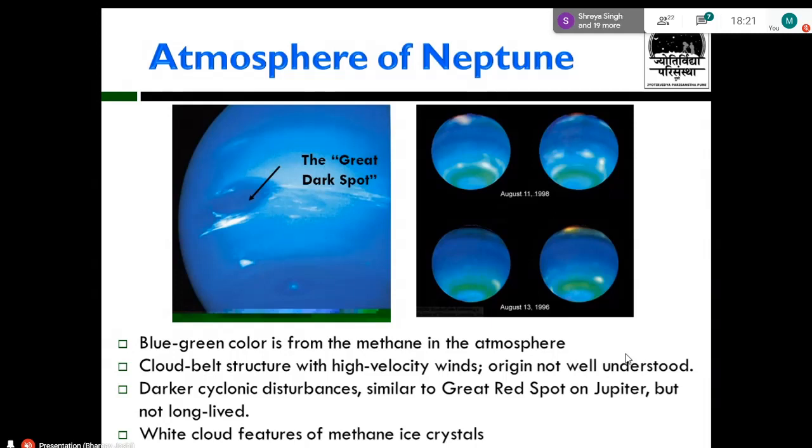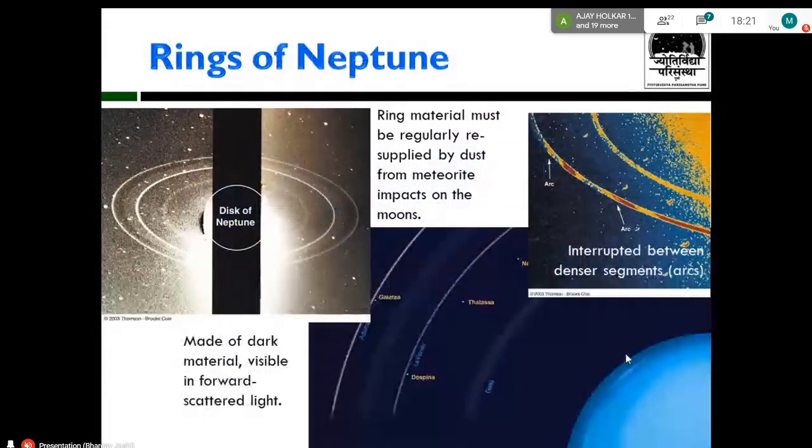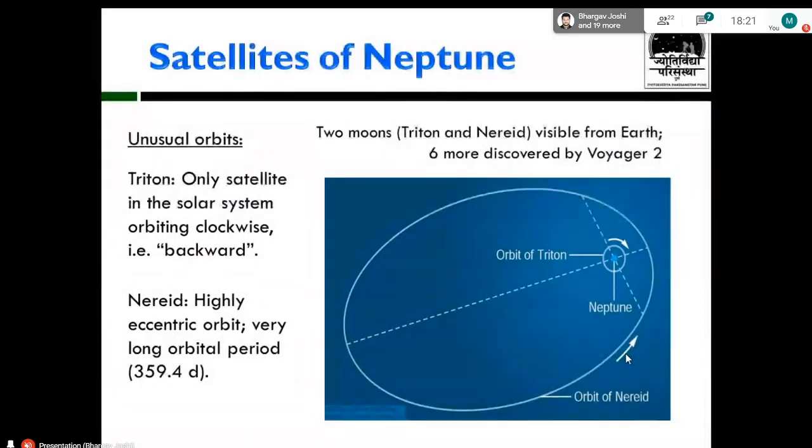And then it has 6 rings. It has 14 known moons, and its major moon is Triton, which is named after the sea god. So this is a view of the rings of Neptune. Then we have the satellites of Neptune.